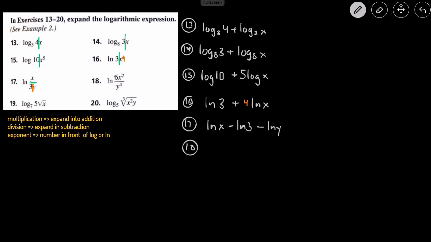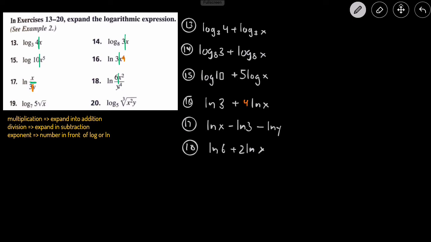Number 18. Similar, again, we have things on top and things on the bottom. We'll start with the ones on top. The ones on top are always going to have a positive in front of the logs or the ln. So let's split it up. We can split this up into 6 multiplied by x, and then the x is squared. So it'll be ln of 6 plus ln of x. Whenever you multiply, you're expanding to addition. And then there's a 2 here. The exponent becomes the number in front, so we're going to put a 2 in front of the ln of x.